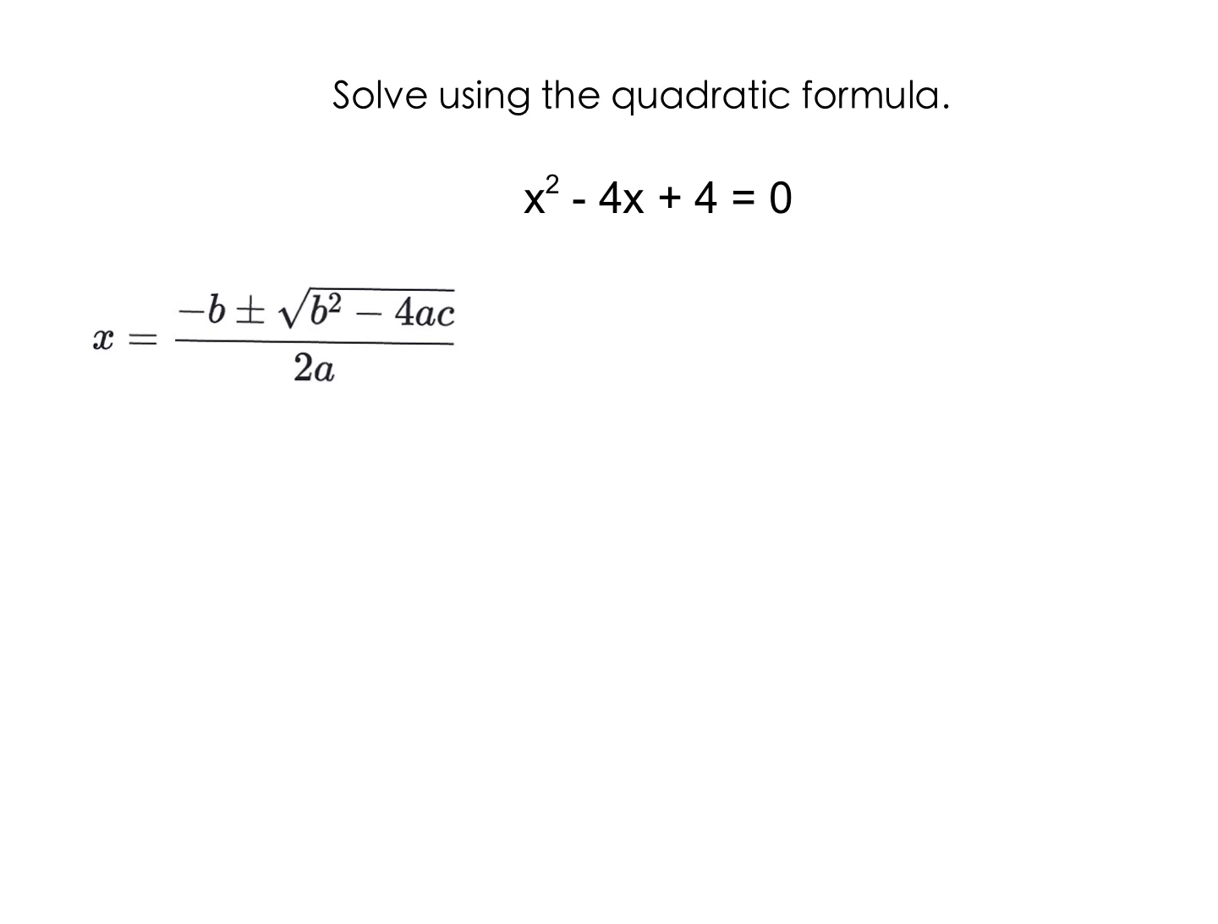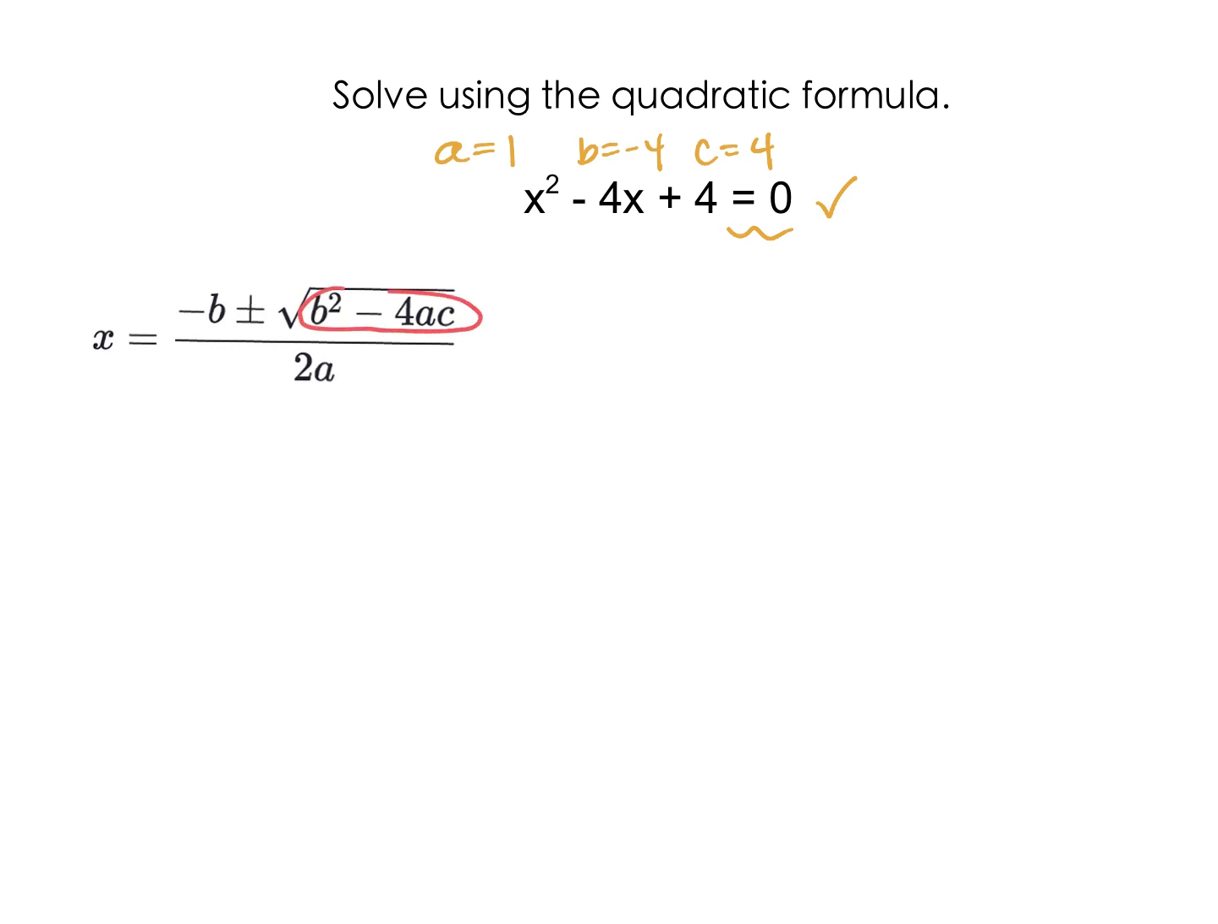Alright, last one for this video. Checking my equation. It is set equal to 0, so I'm good to start identifying A, B, and C. I come up with 1, -4, and 4 for A, B, and C respectively.